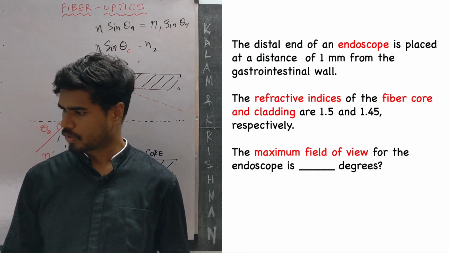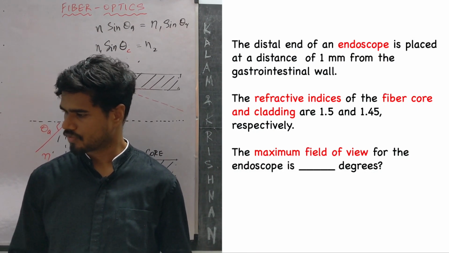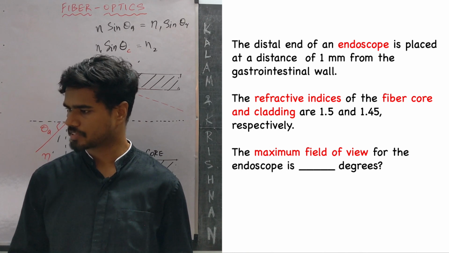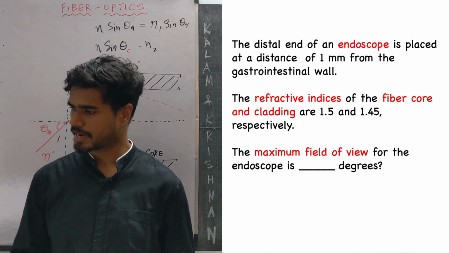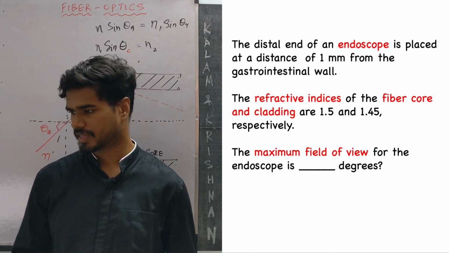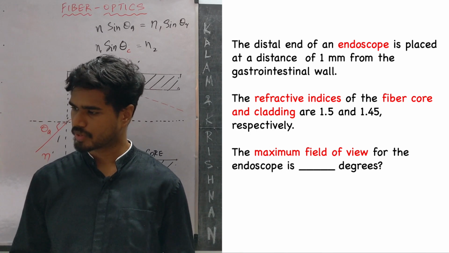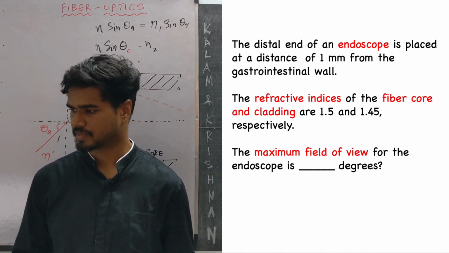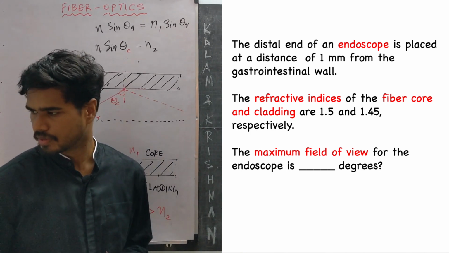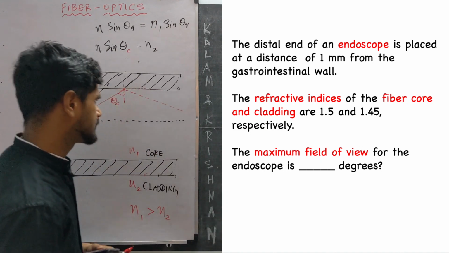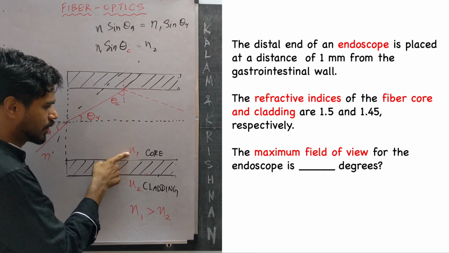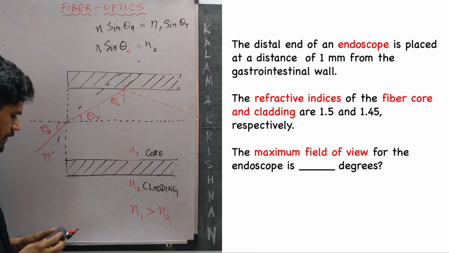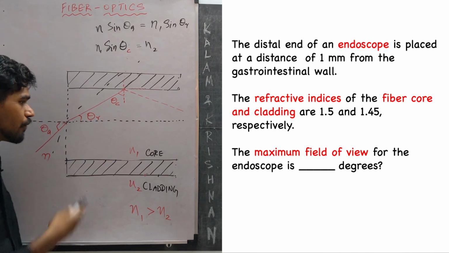The distal end of an endoscope is placed at a distance of 1 mm from the gastrointestinal wall. The refractive indices of the fiber core and cladding are 1.5 and 1.45 respectively. The maximum field of view for the endoscope is dash degrees. Okay, so we are talking about an endoscope, essentially, which is a fiber optic cable. We are given the refractive indices of the core and the cladding. They ask what is the maximum field of view for this endoscope.